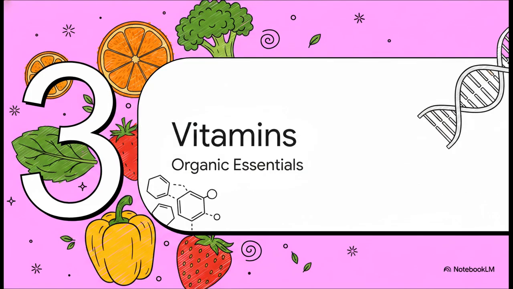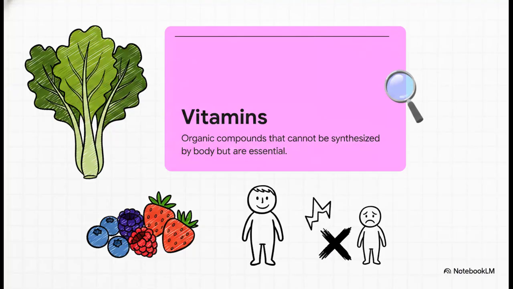Let's flip the script. Section 3. Vitamins, the organic essentials. Unlike those rock-solid minerals, vitamins are organic compounds. But the absolute key takeaway here, the one thing you must remember, is that your body cannot synthesize them. Because you can't make them internally, they absolutely must be obtained through your diet. Even though you only need them in very small amounts, a lack of vitamins will severely reduce your growth rate and cause some very specific, very nasty deficiency diseases.